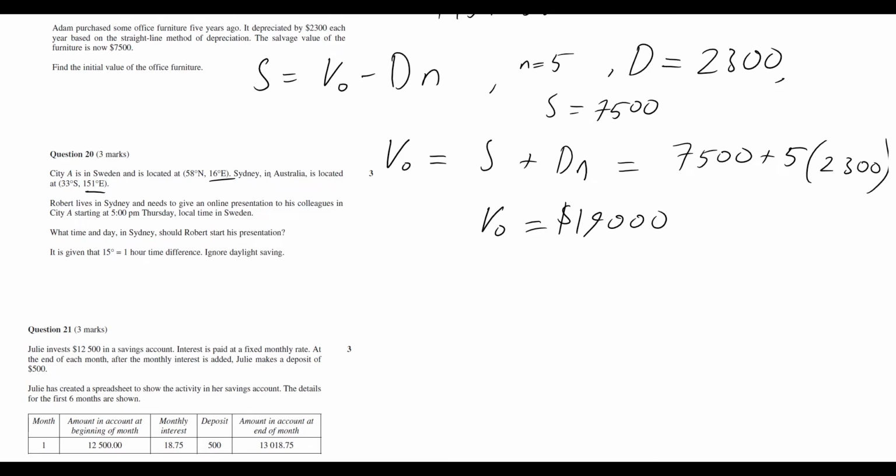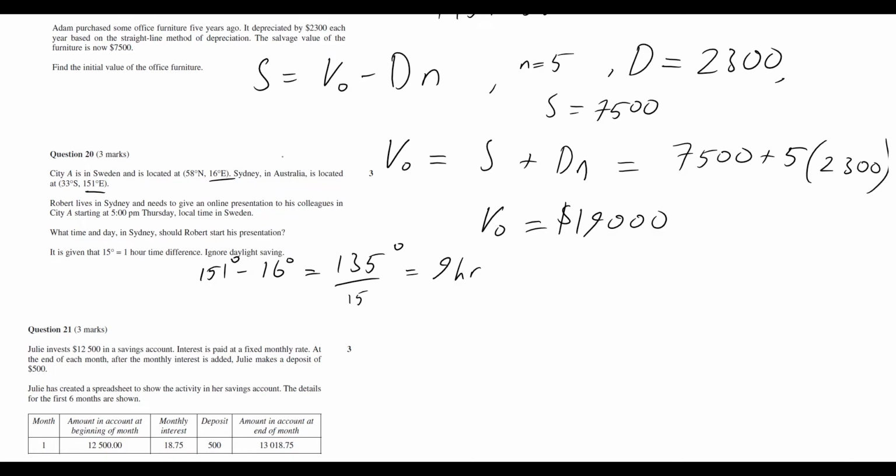Okay, so first of all we need to figure out the time difference. So what is the difference in longitude between Sydney and City A in Sweden? So we'll simply find the difference between the two longitudes. So 151 minus 16 is going to give us 135. And I should write that all in degrees. And we know that 15 degrees equals 1 hour. So what we'll do is we'll divide this through by 15, and that will be how many hours are represented by this time difference. And so that will give us a 9-hour time difference.